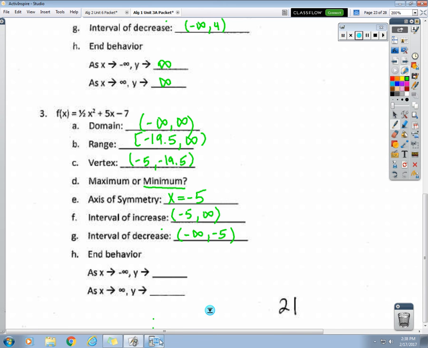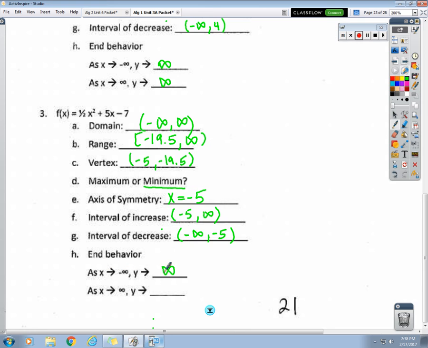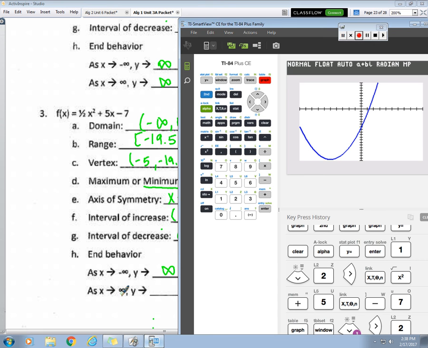And then for end behavior, as x approaches negative infinity, what does y approach? Positive infinity. And as x approaches positive infinity, what does y approach? Positive. It doesn't matter which way you go on that parabola, to the left side or the right side. You go up forever. That's why both of those are positive.